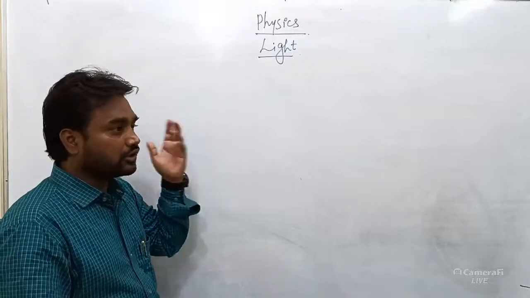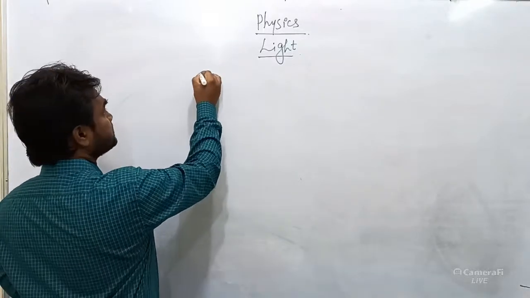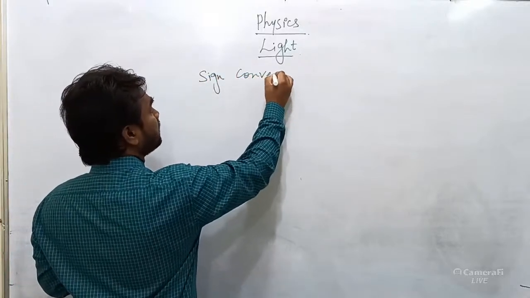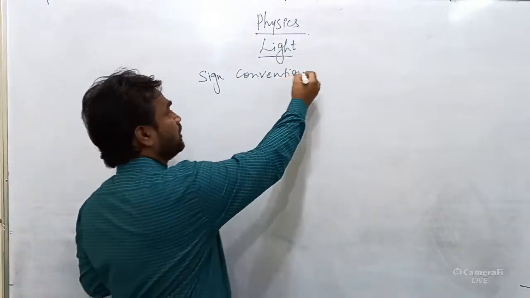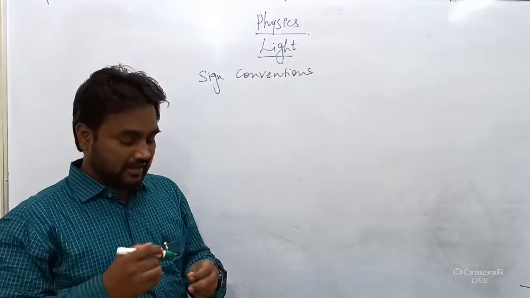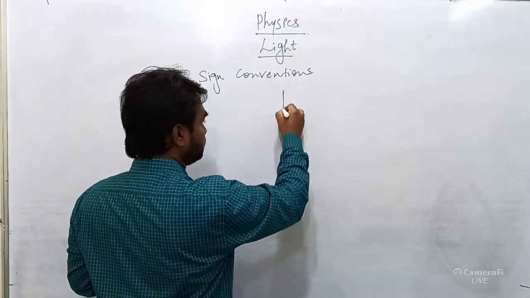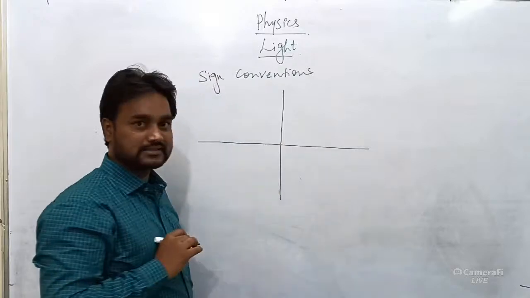Now moving on to the next topic, sign conventions, which is one of the important topics, and where students face problems. They get confused. What is this sign convention? You know the graph. I'll try to explain it in a very simple way so that it would be easy for you to understand.